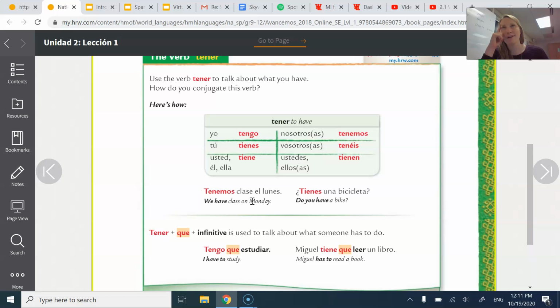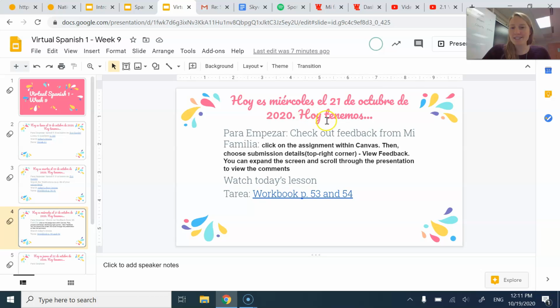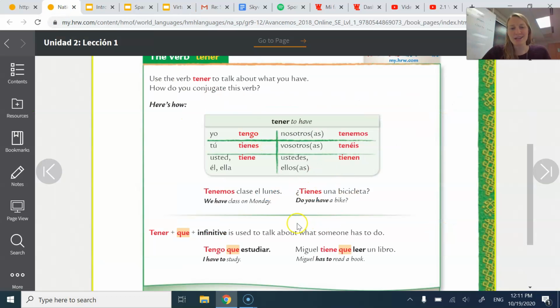Hold up. Does tenemos sound familiar to you guys? Where would we have seen that? Oh, wait. Hoy tenemos. Right? So we say that every single day in class. Hoy tenemos means today we have. There you go, guys. You've already been learning this. You just didn't realize it. So tenemos is we have class on Monday. ¿Tienes una bicicleta? Do you have a bike?